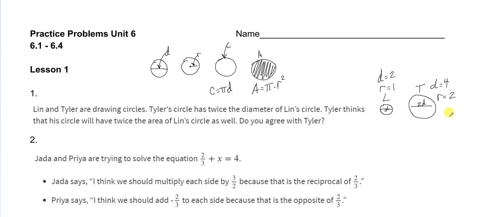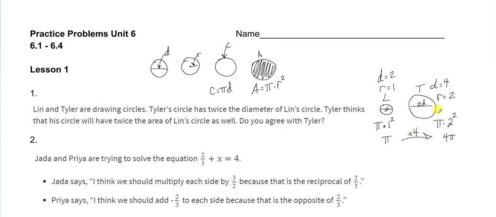And what we would do is we would square the radius and multiply it by pi, as this suggests right here. So the area of Lynn's circle would be pi times radius squared, and the area of Tyler's would be pi times his radius, which in this case would be 2 squared. 1 squared is 1, so this would be equal to 1 times pi, or just pi area. And this one would be 2 squared, which is 4, or 4 pi's. And this is not twice as much area, it's actually 4 times bigger.